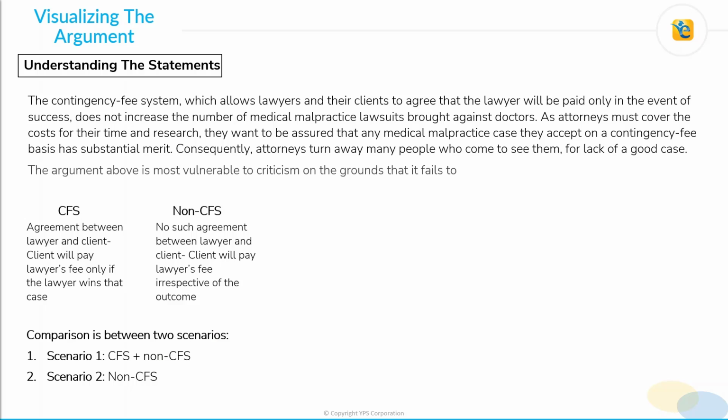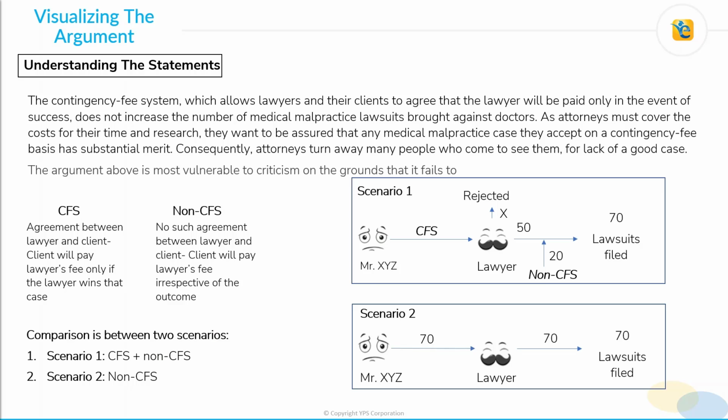In order to understand it better, I have this representation for you. So scenario 1, in which CFS and non-CFS cases both exist. Let's see, we have a client, Mr. XYZ, who has some concern and wants to approach the lawyer to file a lawsuit against a doctor. Now, all the lawsuits that we are discussing are medical malpractice lawsuits brought against doctors, because our conclusion is specific to that. Therefore, I will be saying lawsuits, but it actually refers to the medical malpractice lawsuits brought against doctors.